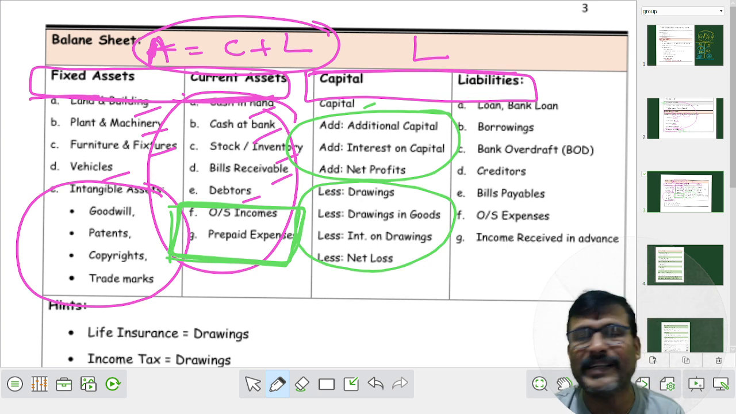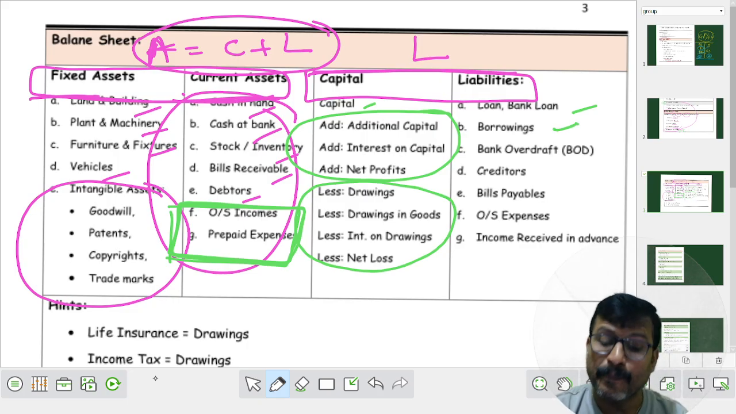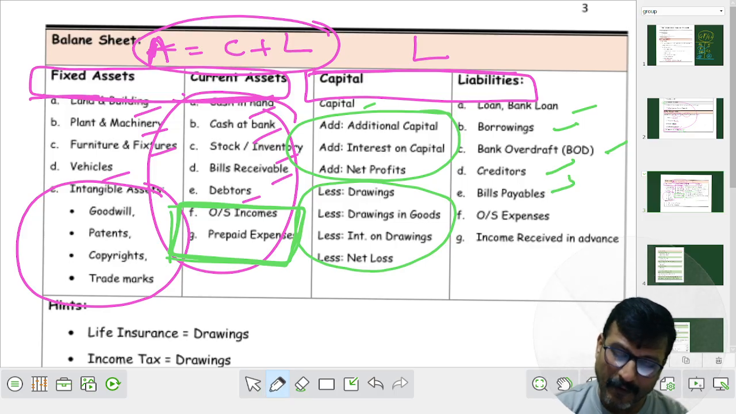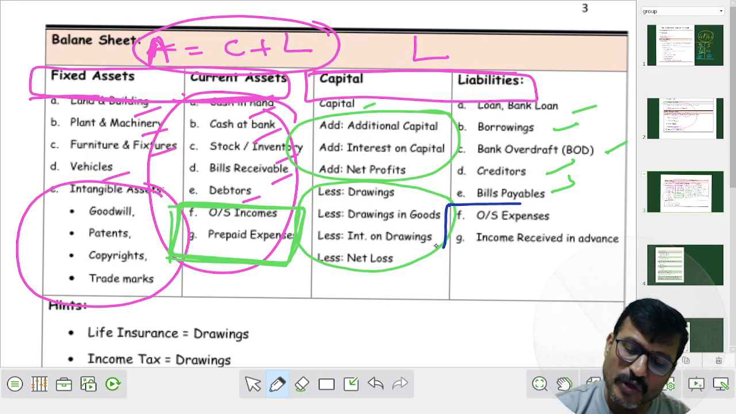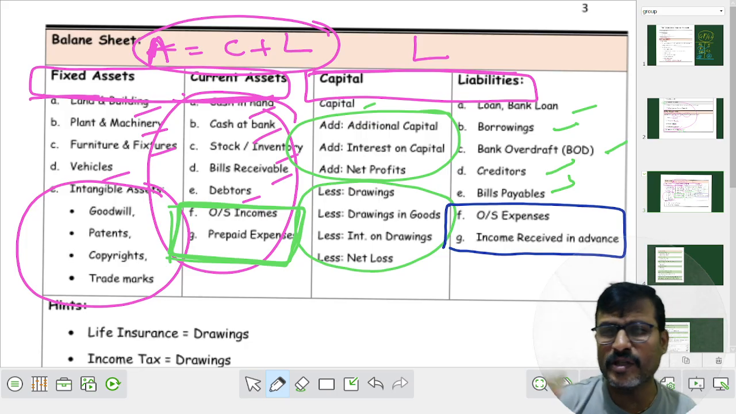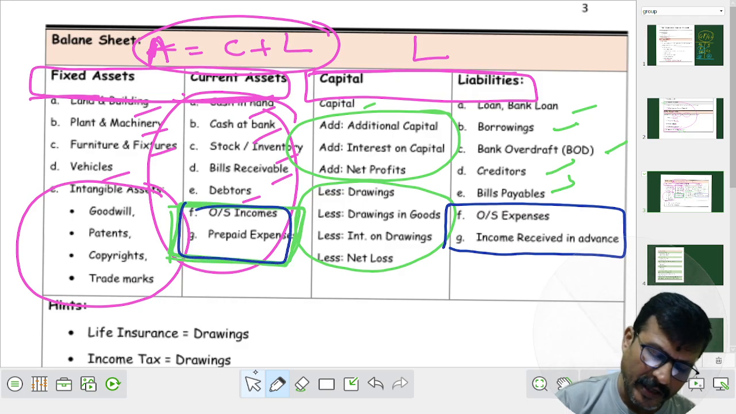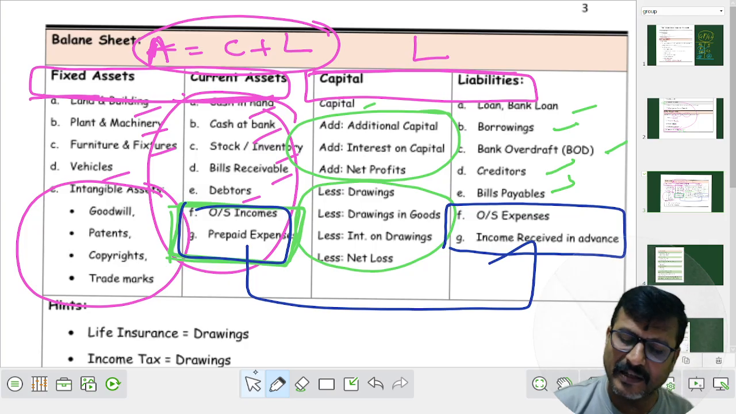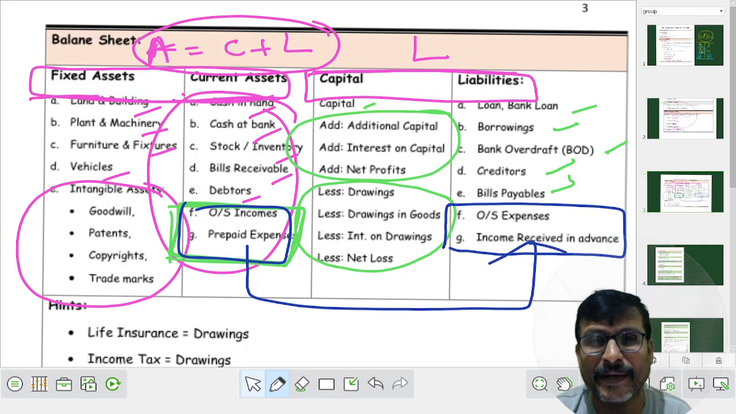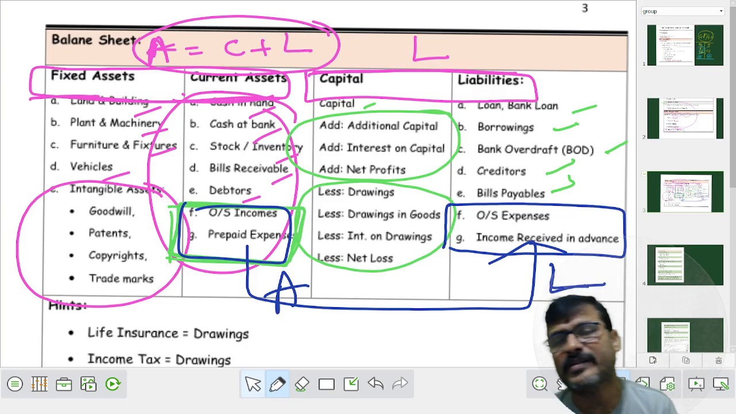Then come to the liability section. Liability includes your loan, bank loan, borrowings, bank overdraft, creditors, bills payable. Apart from this, my dear student, please remember two more items, outstanding expenses and incomes received in advance. This is your primary PUC knowledge, my dear student. Please remember, outstanding incomes and prepaid expenses are assets, outstanding expenses and received in advance are liabilities.